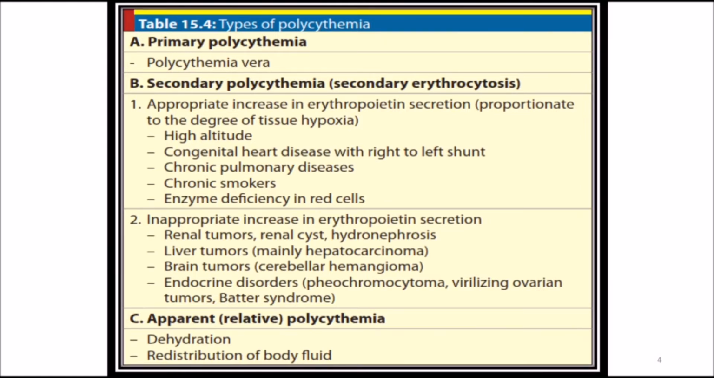Inappropriate increase in erythropoietin secretion can be due to renal tumors, renal cyst, hydronephrosis, liver tumors, mainly hepatocarcinoma, brain tumors, mainly cerebellar hemangioma, and even endocrine disorders such as pheochromocytoma, virilizing ovarian tumors, and Bartter syndrome. The third type is apparent or relative polycythemia, seen in dehydration as well as redistribution of body fluid.